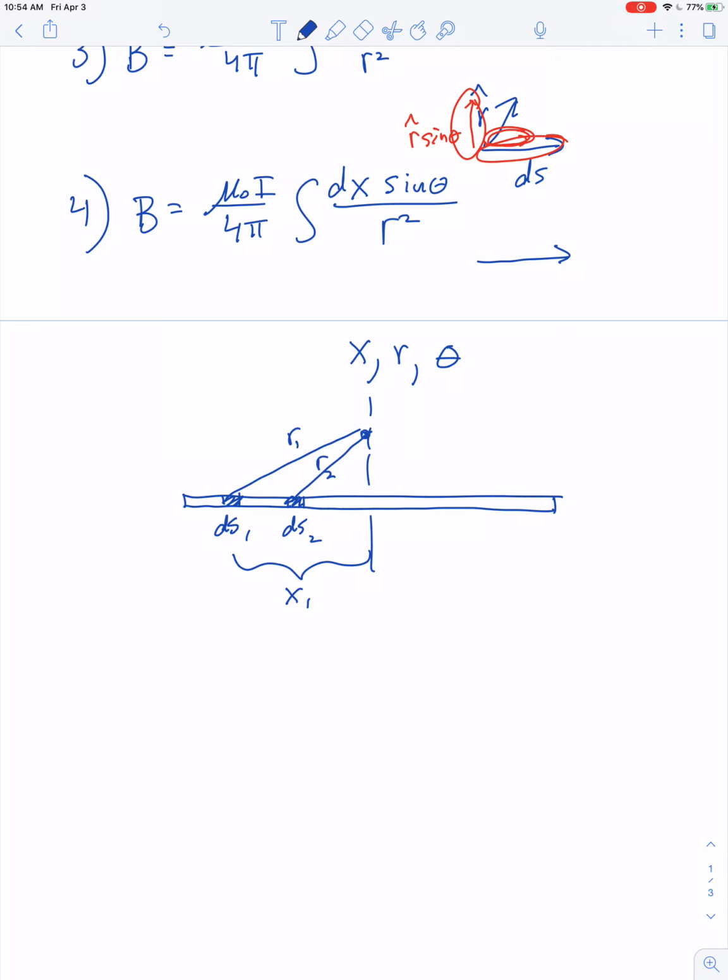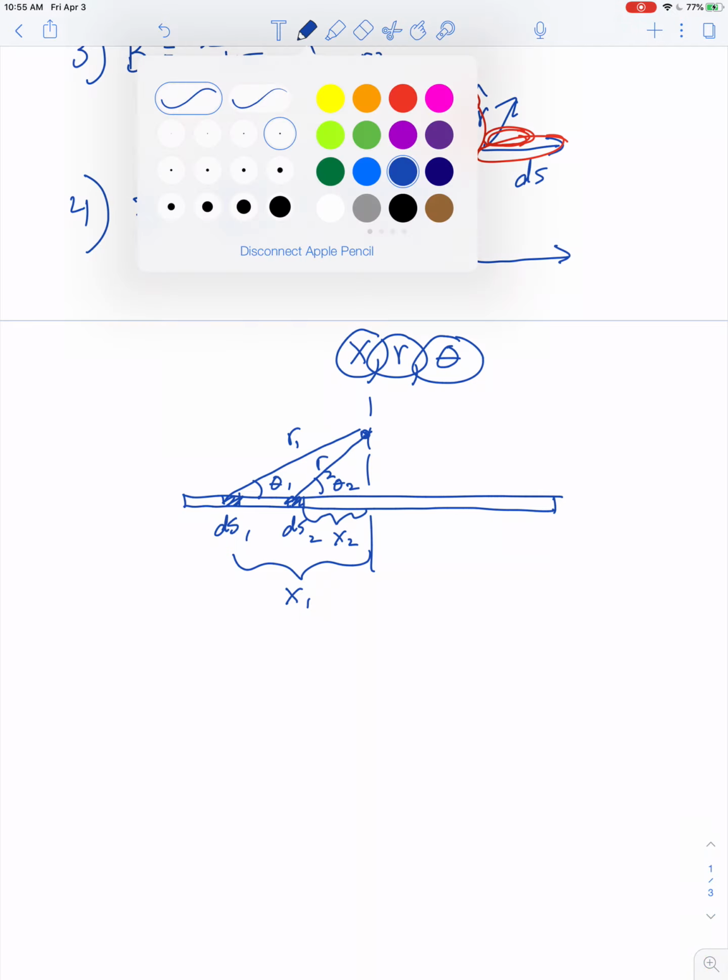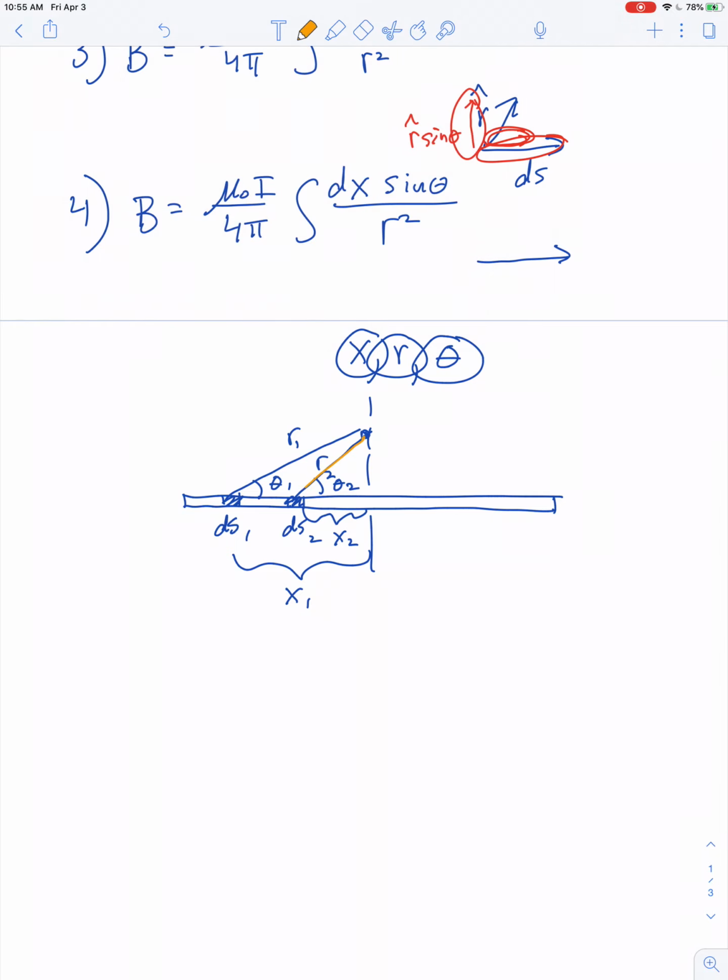X1 is a big value, x2 is a small value, theta 1 is a small angle, and theta 2 is a larger angle. So all three of these vary for each different ds, so I can't take any of those out of the integral. Really, what I should do is get everything in terms of one single variable. So how about we look closely at this right triangle right here.